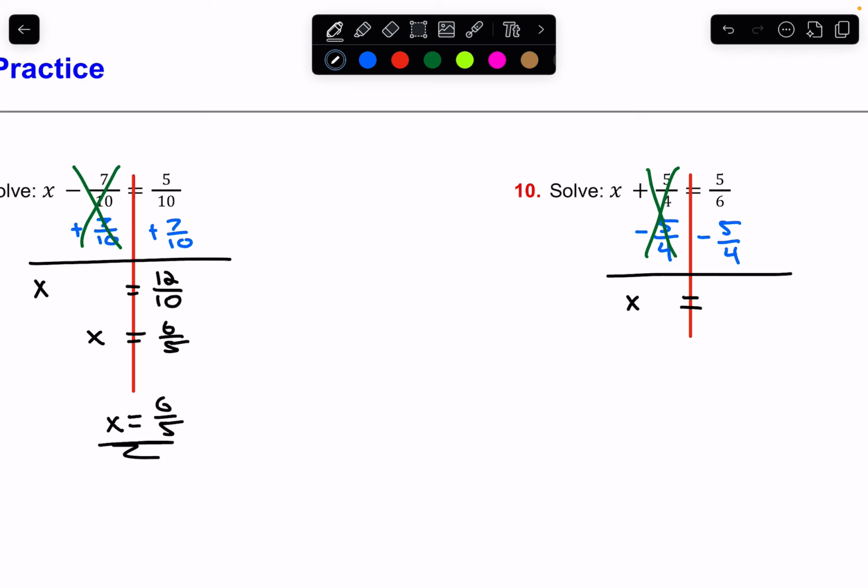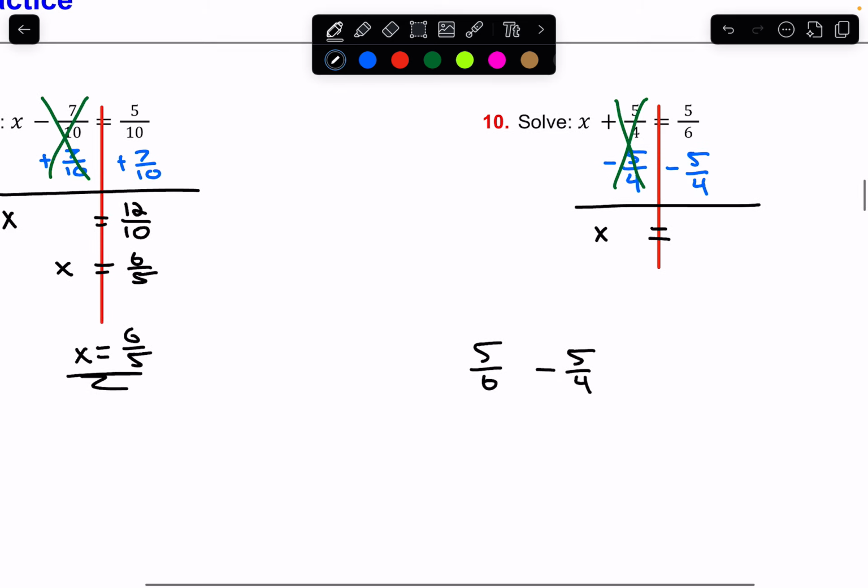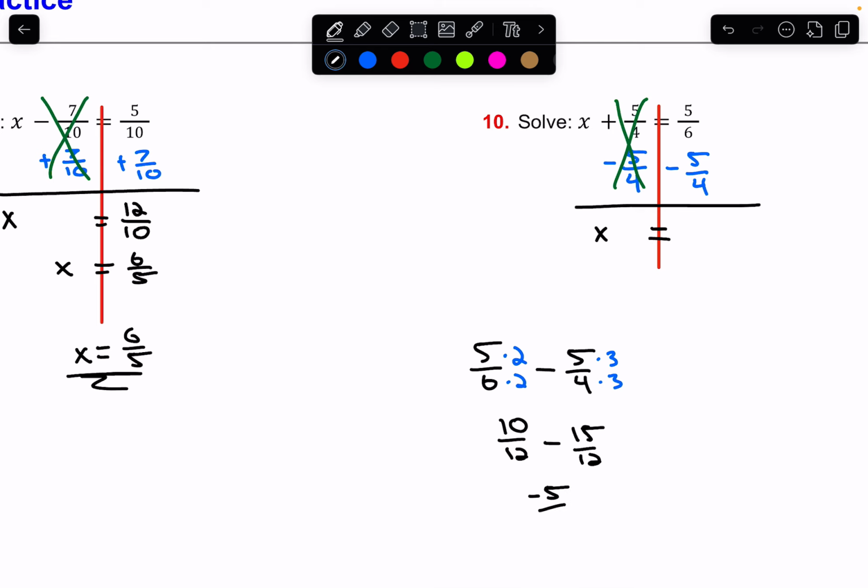So what I'm going to do is a little scratch work down here on the side. 5 over 6 minus 5 over 4. Okay, I need a common denominator. The LCM, least common multiple of 6 and 4, is 12. So I'm going to have to multiply top and bottom of the first fraction by 2 and top and bottom of the second fraction by 3. This is going to give me 10 over 12 minus 15 over 12, which is negative 5 over 12.